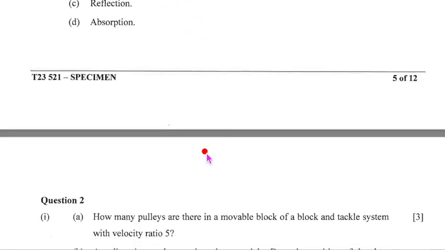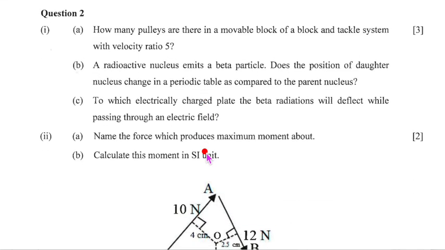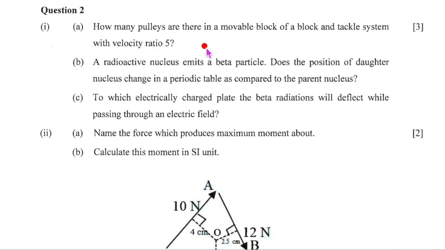So we have come to the end of question 1. Now let us look at question number 2. These are compulsory questions. How many pulleys are there in a movable block of the block and tackle system, velocity ratio 5? You know it's going to be 3 in the upper and 2 in the lower. So how many in the movable means the lower block, there will be 2.